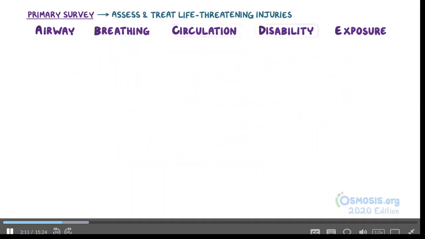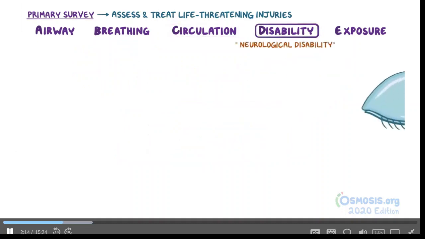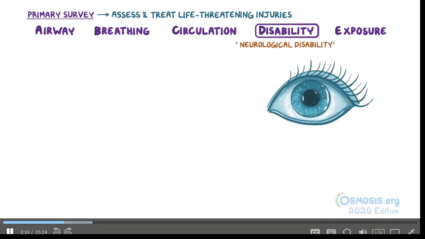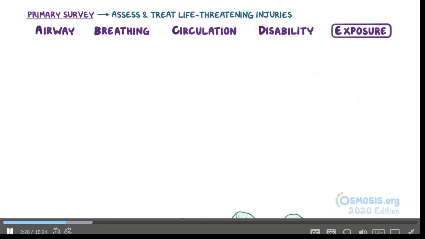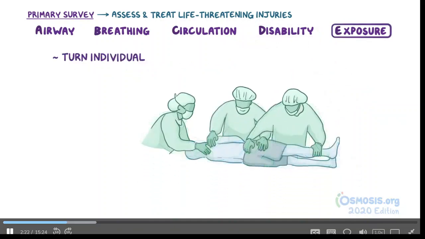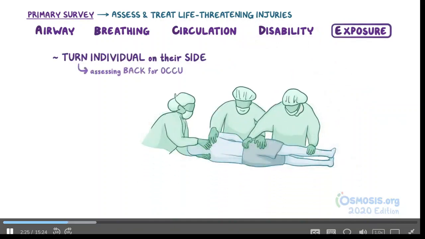For example, fluid in the hepatorenal space does not necessarily mean hepatic injury. Finally, there's disability, which means neurological disability and is assessed by checking the pupils and using the Glasgow Coma Scale or GCS. And there's exposure, which is assessed by turning the individual on their side and assessing their back for any occult injuries.